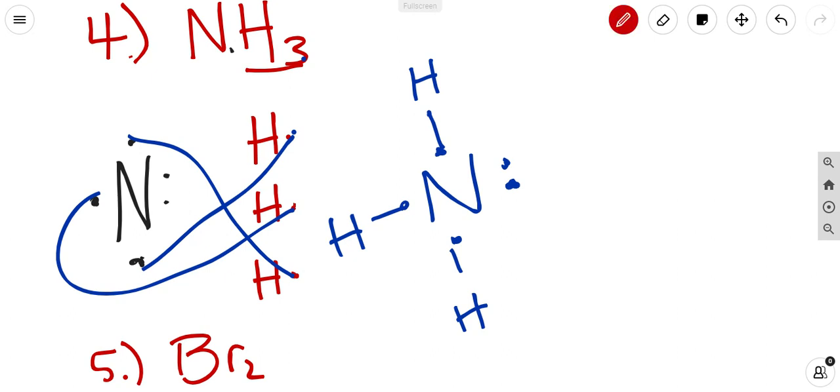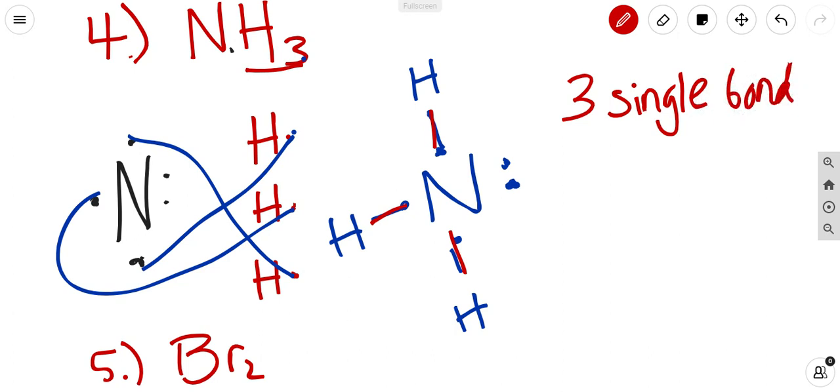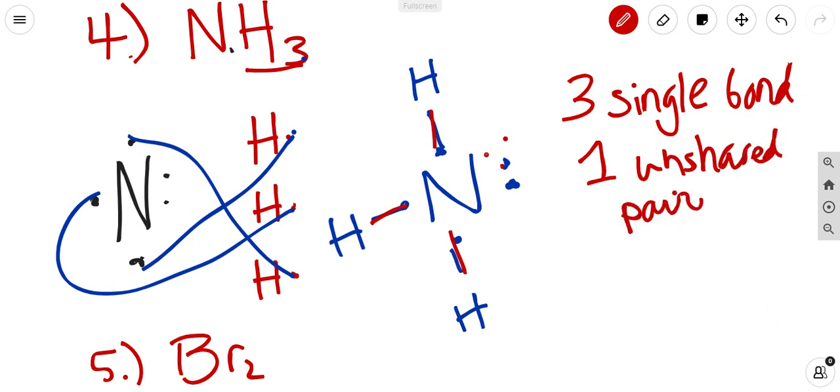So to write down the stats about ammonia, there are 1, 2, 3 single bonds because 1 bond exists between each element. And over here, there's 1 unshared pair. Okay, so here is the unshared pair. Nitrogen is not stable because it has 1, 2, 3, sharing 4, 5, sharing 6, 7, sharing 8. So nitrogen is not stable. And this is how polyatomic ions form.